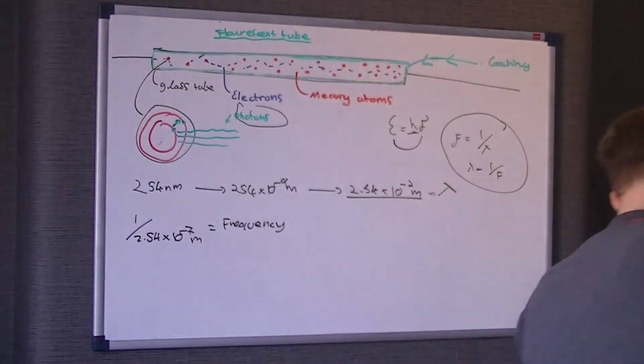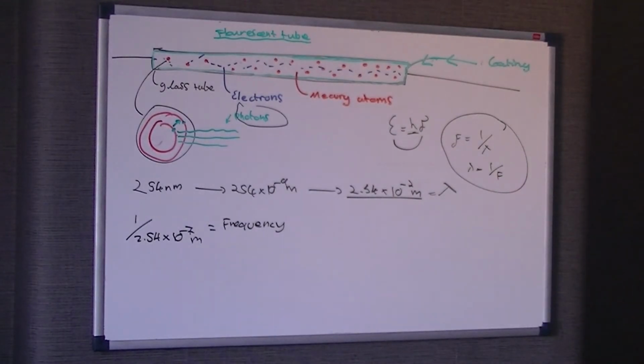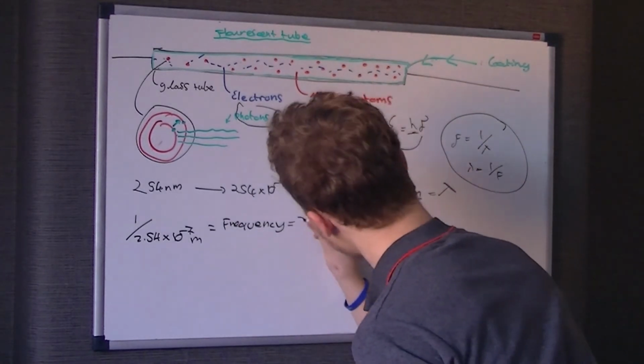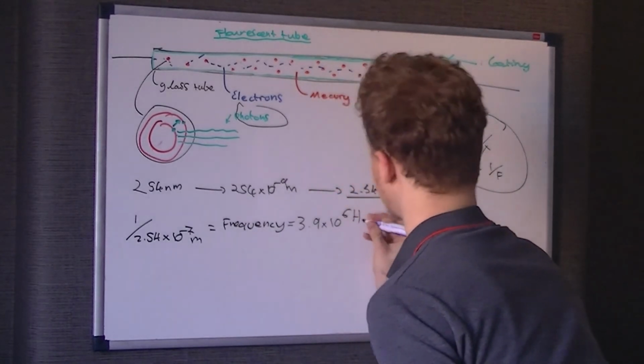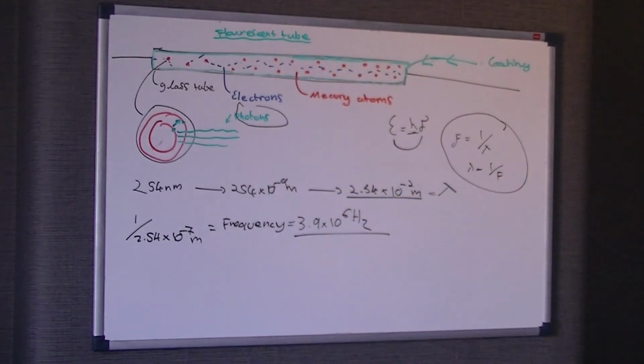So if you were to sub that into your calculator, so just check my answers, you would get a frequency equal to 3.9 times 10 to the 6 hertz. Okay, so hopefully that makes some kind of sense.